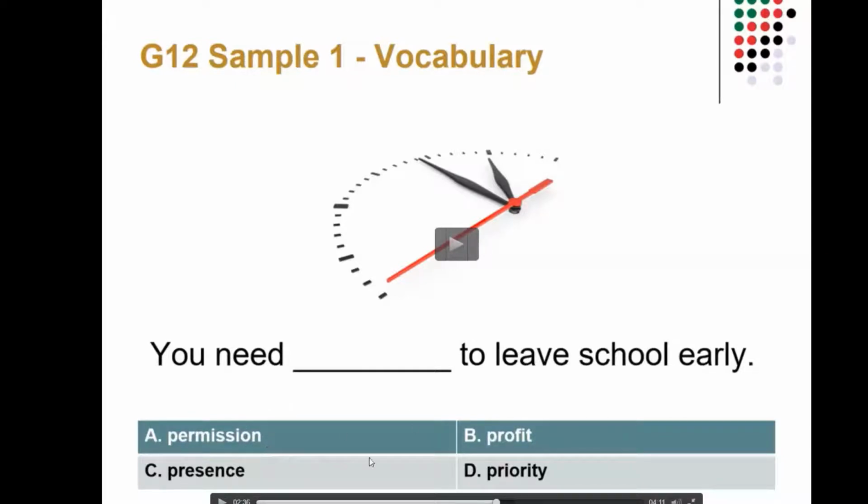Permission, profit, presence, priority. Have you ever met any of these words? Which one? Priority. Well, in this case, you need to revise more and study more vocabulary. I'm going to give you some resources for this. But permission: we need permission to do something which we should not do, or are not permitted to do at a specific point in time. Or we get permission from people with authority.